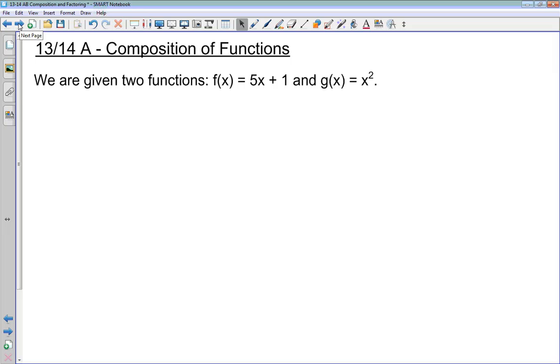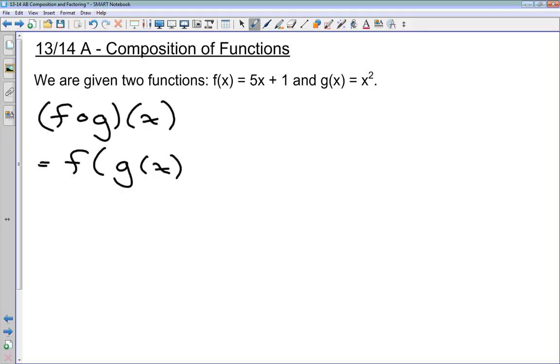Well, let's say we are given two functions: f of x equals 5x plus 1 and g of x equals x squared. To do the composition of these functions, we use the notation f∘g of x, or the notation that I like better is f of g of x. And I think this second notation really gets across what composition actually is. We are taking one function and we are subbing it into the other function where we see x.